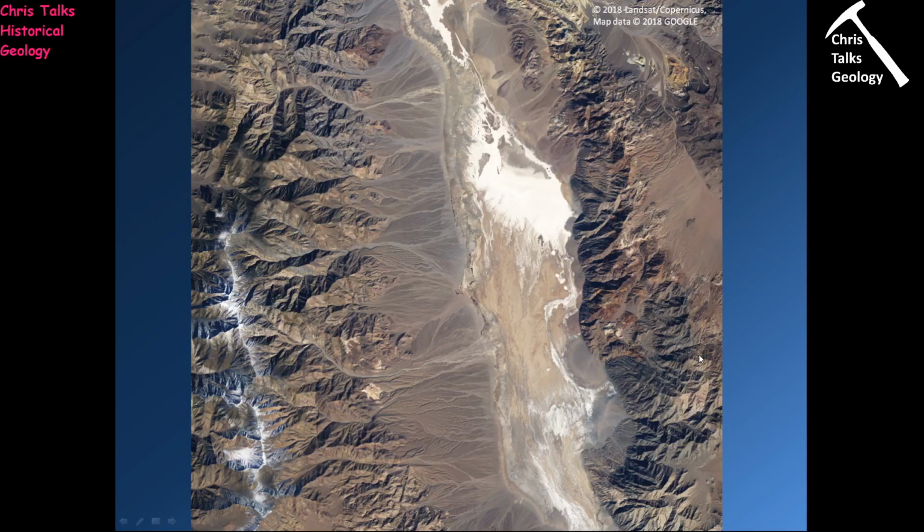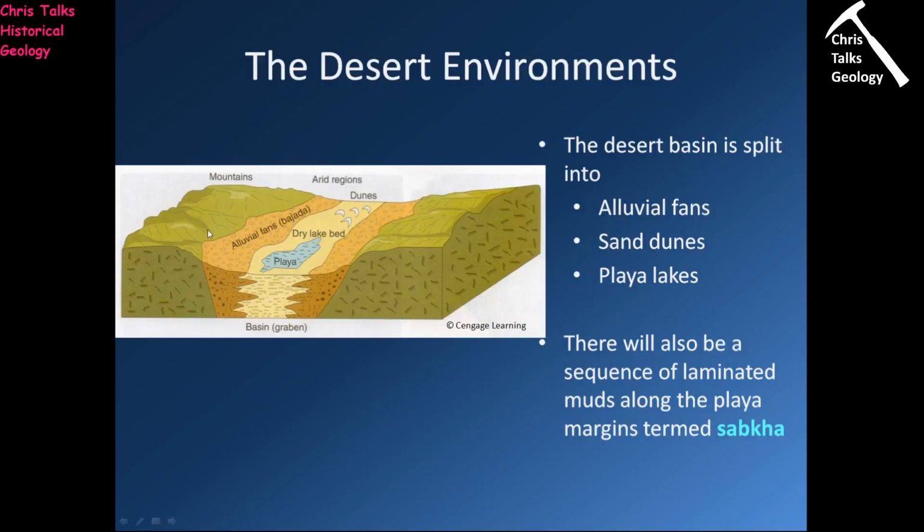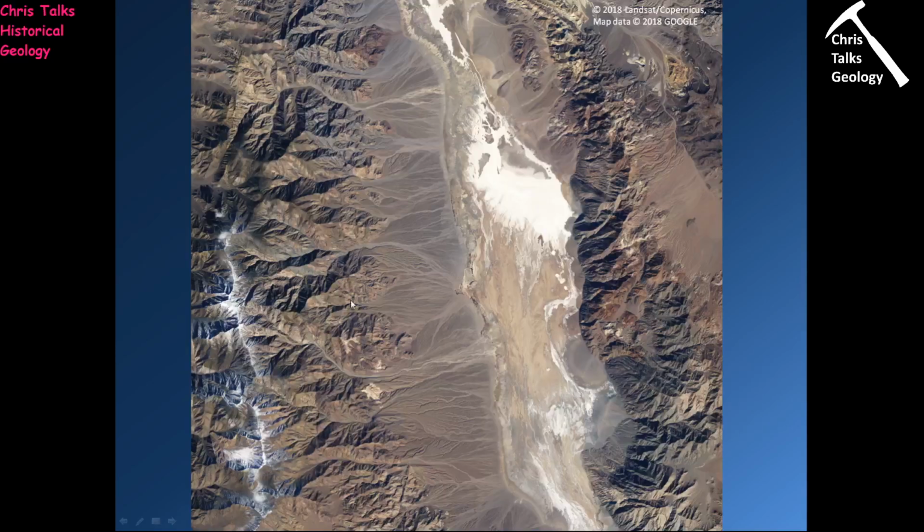So okay, here's a picture of Death Valley. You can see straight away, here's our high ground to the west, and we have a line of high ground over here to the east. So we have high ground to the west, high ground to the east, and we're going to have our desert plain in the middle. Obviously, you can see here, this area looks quite smooth, doesn't it? So this is going to be our desert plain.